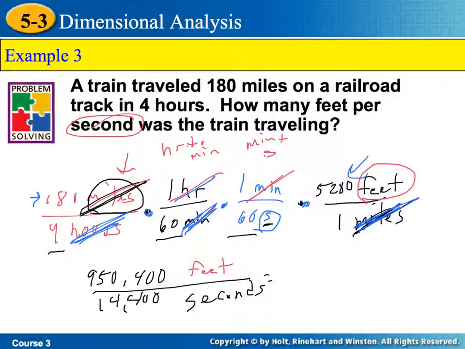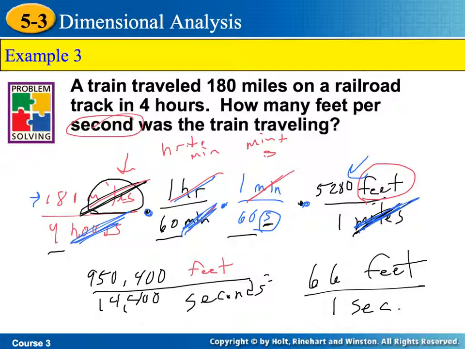I want that bottom number to be 1, remember. So I take 950,400 divided by 14,400, and my answer is going to be 66 feet in 1 second. So I did all of that work to come up with 66 feet in 1 second. Aren't you glad that we can now use a calculator? It's a wonderful thing. Otherwise, that might take a little bit. All right? So 66 feet per second.